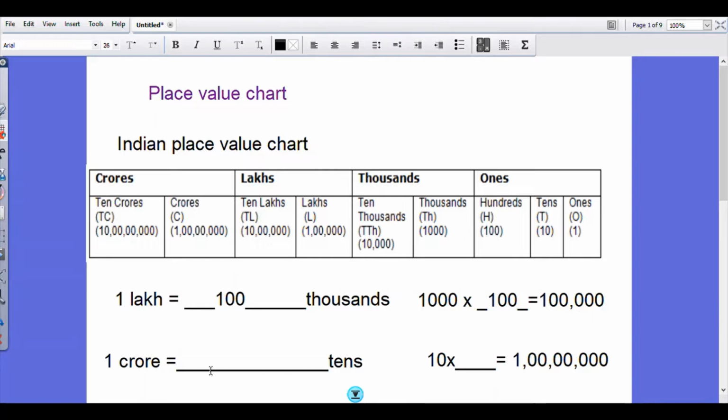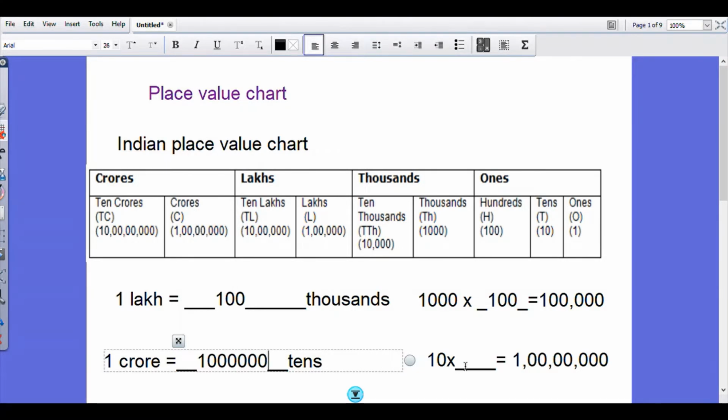Now see here. In 1 crore, how many tens are there? So where is crore? Here. And tens here. So now count 1 2 3 4 5 6. That means 60. Now count: ones, tens, hundred, thousand, 10,000, lakh, 10 lakh. That means 10 lakh make 1 crore.